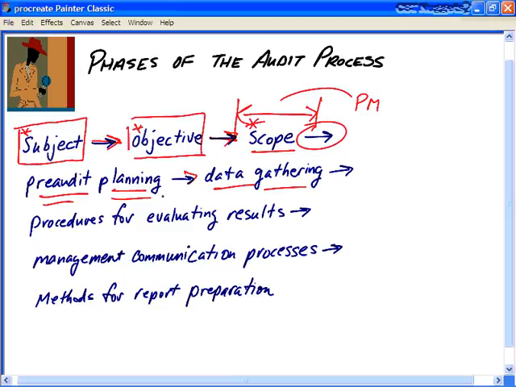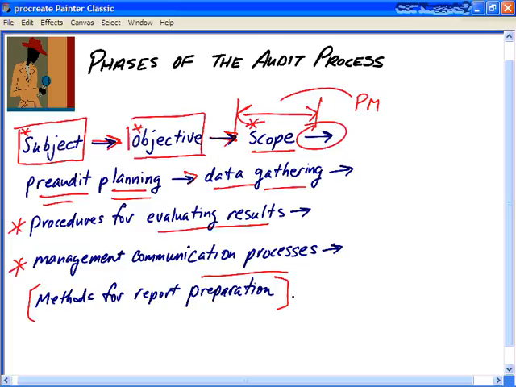Also putting together in this process all of the auditing tools that you're going to use and a written methodology that you're going to use to test the audit and to verify. And again, you've got procedures for evaluating the results. This is going to be on an organization-by-organization basis, on a company-by-company basis. Same thing with management communication. These are just phases. You can't really lay out any subtopics here because this really depends upon the company, the organization you're dealing with. But then finally, you're going to have methods put in place to prepare the report.